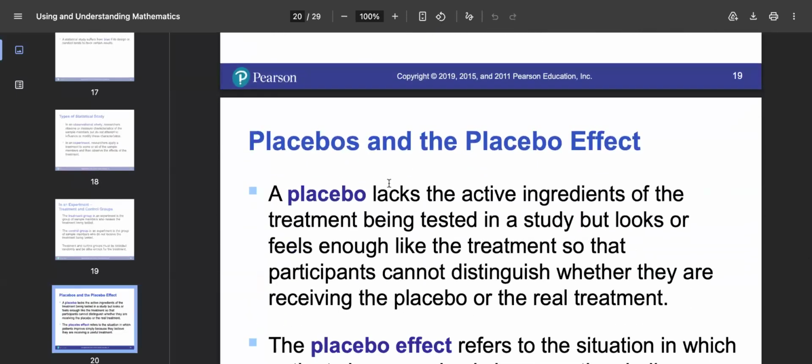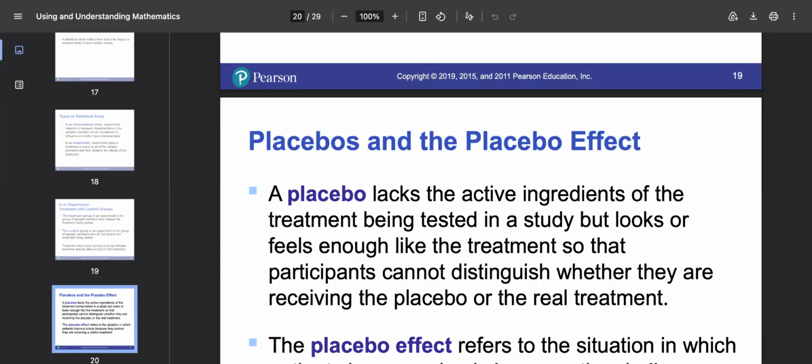So here we go. A placebo. A placebo lacks the active ingredients of the treatment being tested in a study, but it looks or feels enough like the treatment so that the participants cannot distinguish whether they are receiving the placebo or the real treatment.